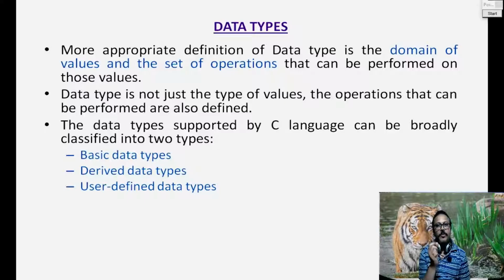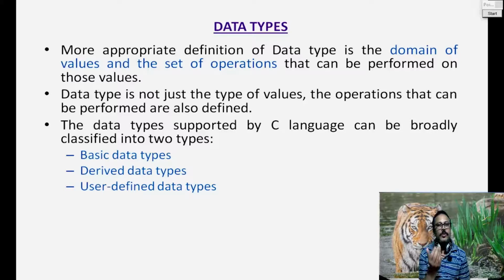Say if you take 10, 20, they are generally considered as integers. So whenever we talk about integers, there will be a domain of values. What are the possible values? If we consider floating, the possible values can be 12.5, 13.5, 20.0, etc. So the domain of values, what are the possible values? And also the operations that can be performed on those values.